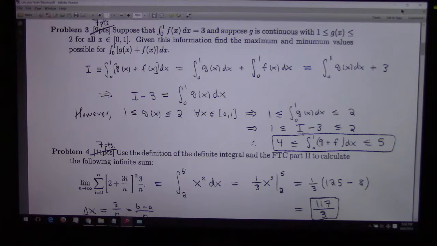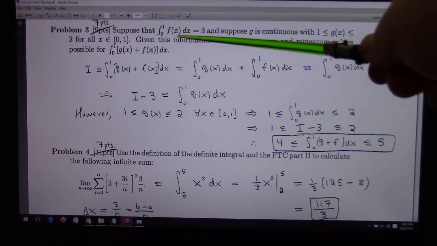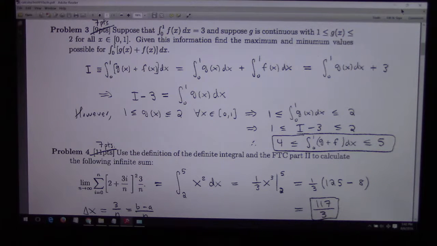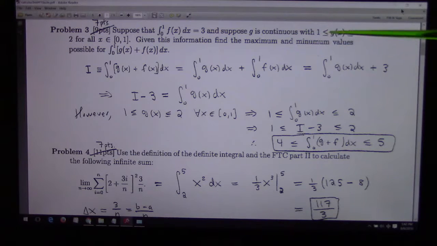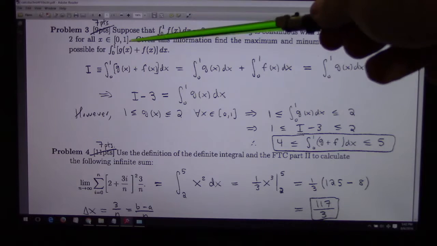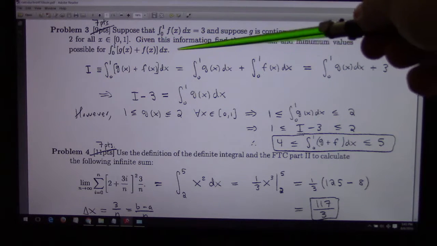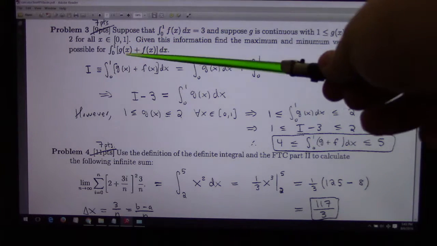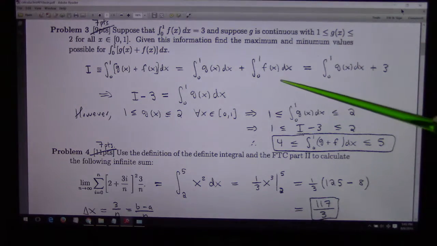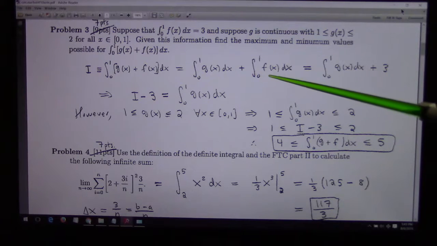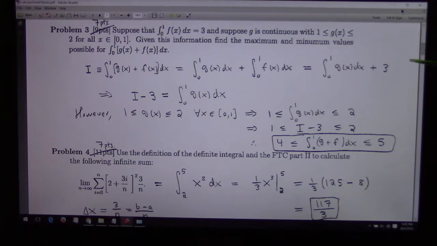Here's a question about properties of the definite integral. I like this one a lot. This one's nice because it really tests whether you understand the properties without letting you rely on some silly formula. So you're given that the integral of f from 0 to 1 is 3. You're also given that 1 is less than g is less than 2 from 0 to 1. Given this information, you're supposed to find the maximum and minimum values possible for the integral of g plus f. So the integral of g plus f is going to be the integral of g plus the integral of f, right? Now you know the integral of f is 3, so this is the integral of g plus 3.